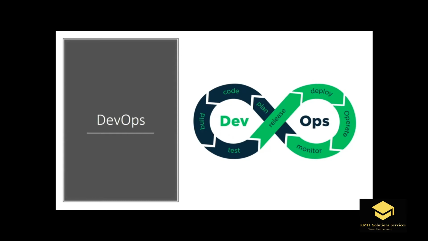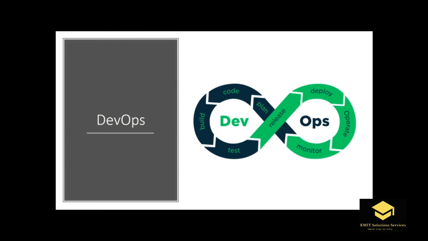DevOps is made up of two terms. Dev means development plus Ops means operation. When we consider the development of an application, then it includes planning, coding, building and testing of the application. Once the application is tested successfully, then the operation team's work starts, which includes releasing of the application, deployment, operations, and monitoring. And there are different tools available. DevOps is not a tool. DevOps is a practice or a process.